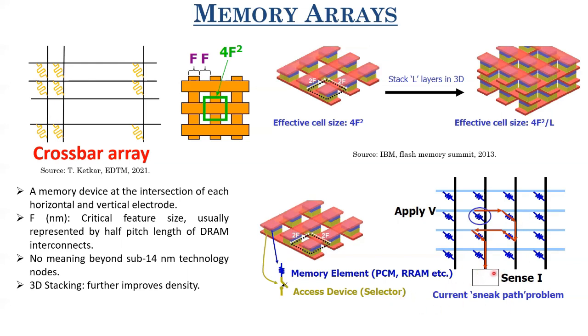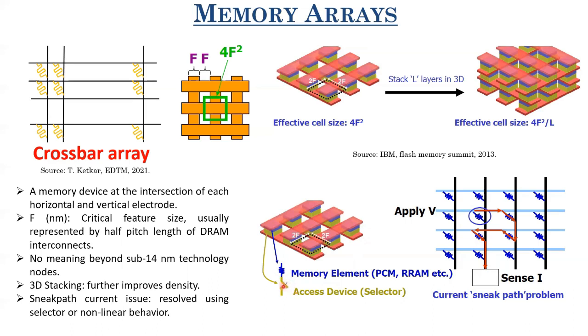So to avoid that, to mitigate this, what is done? We basically use a selector device in series with it. So along with this memory element, we apply a series access device or a selector device, which is actually like a switch. It's not a transistor, it is actually like a switch, which provides only unidirectional current flow.